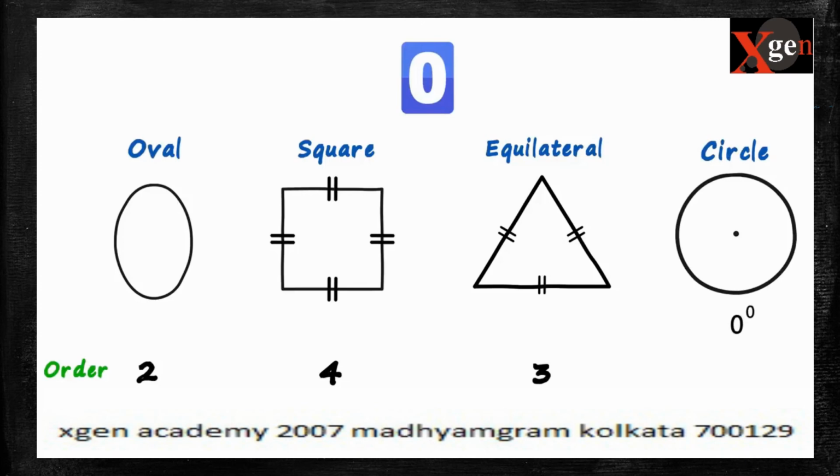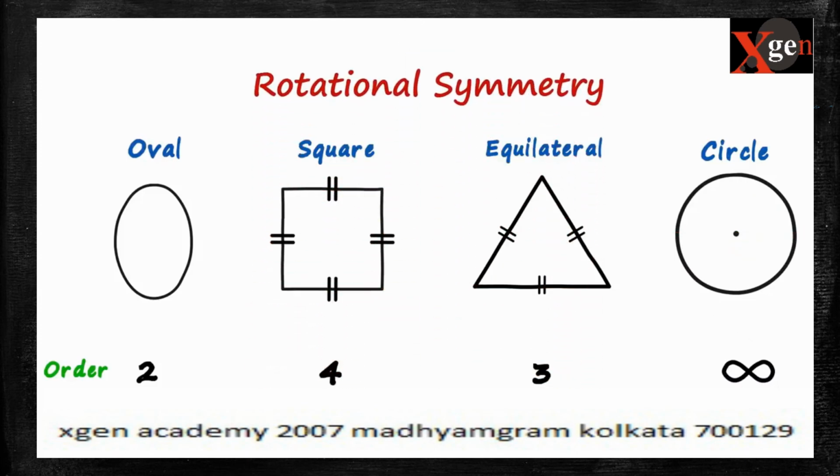What do you think will be the answer here? No matter how we rotate the circle, it will always match the original shape. It will have rotational symmetry of order infinity. So remember, a shape has rotational symmetry if it looks exactly like the original shape a number of times when rotated about the center point by 360 degrees.